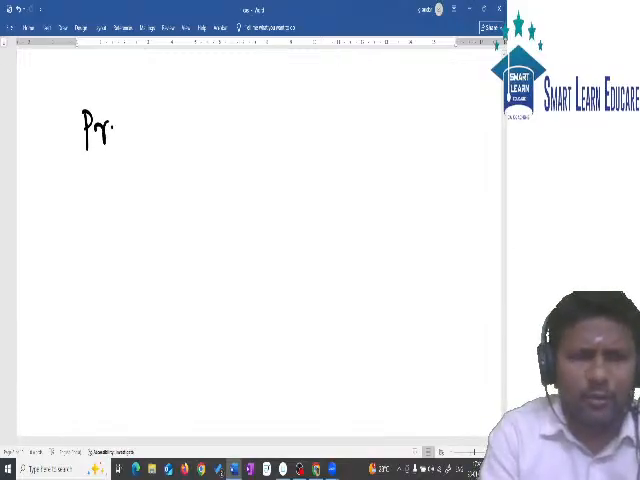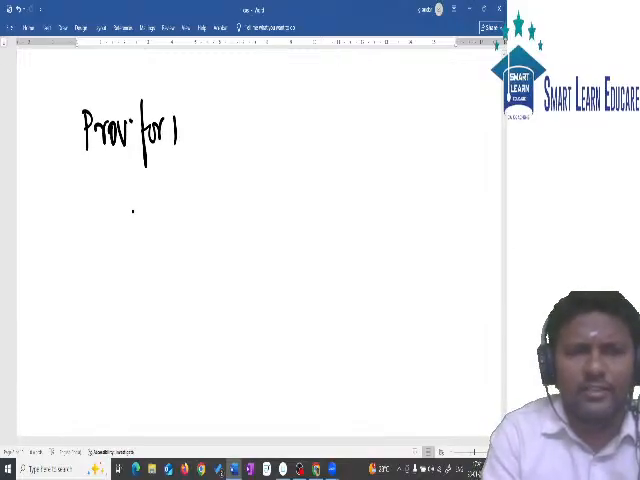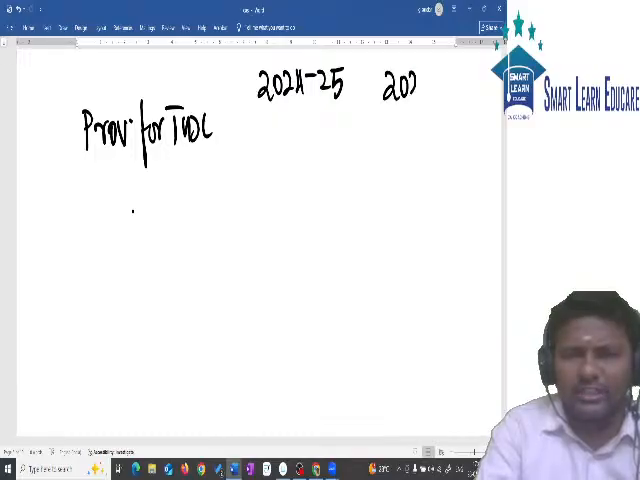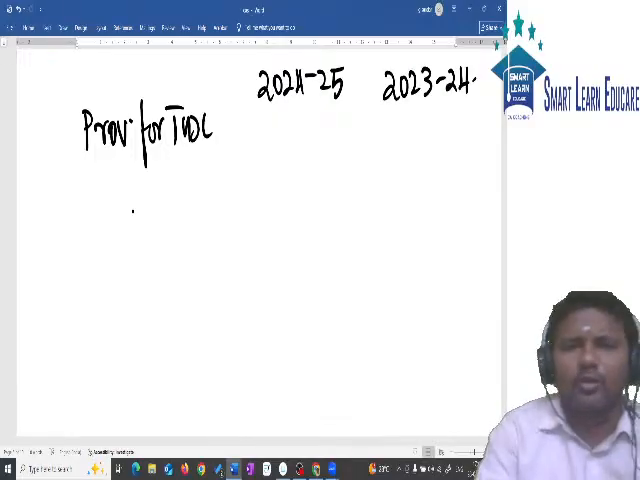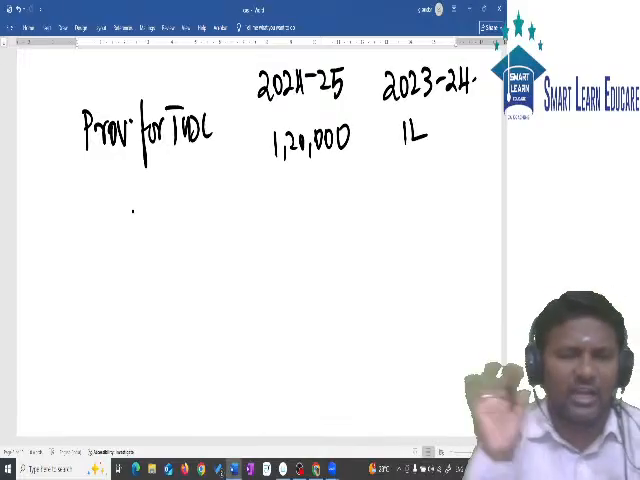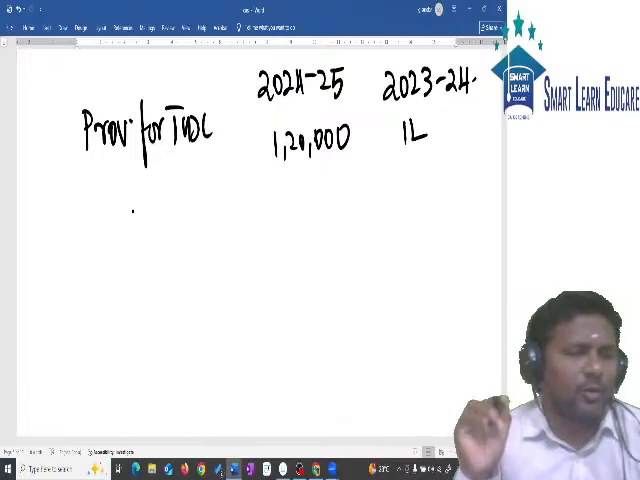For example, we have a provision for tax account. For 2024-25 it is given, and 23-24 is also given. Two years of information is given. Opening balance 1 lakh, closing balance 1 lakh and 20,000. Like that, we have the information relating to provision for tax.